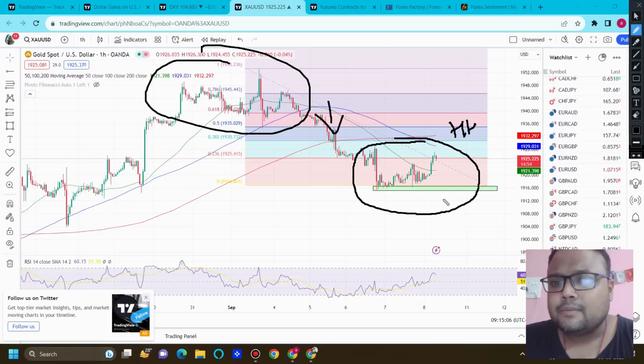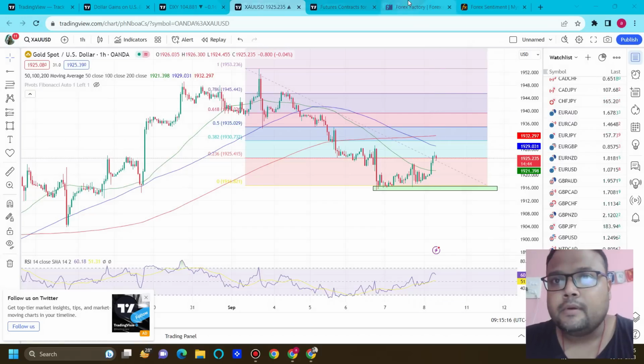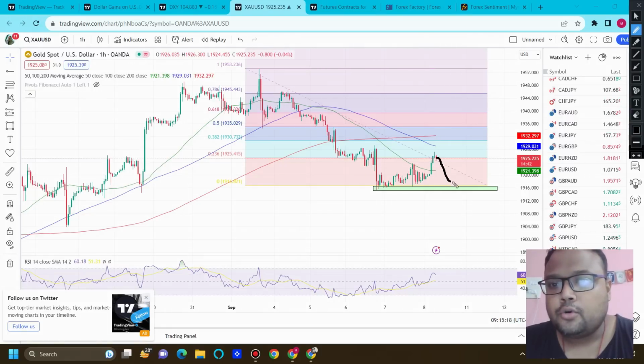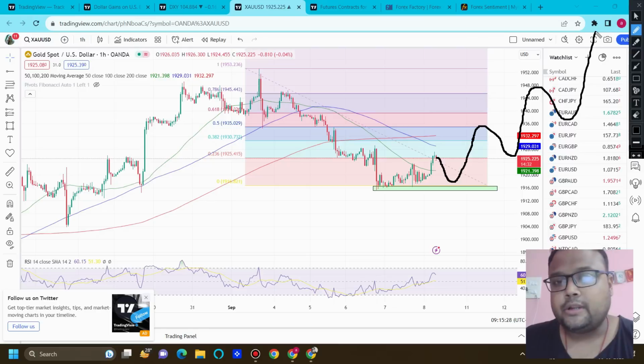So if gold comes down, then obviously we have support around 1915 to 1916. If the market takes support around this area, the next move should be a higher high. Okay, means that gold should go like this. If something like this happens, you can expect that there is a possibility of a trend reversal in the coming days. Okay, but we don't have any guarantee right now. Okay, let's wait and watch how the market reacts.